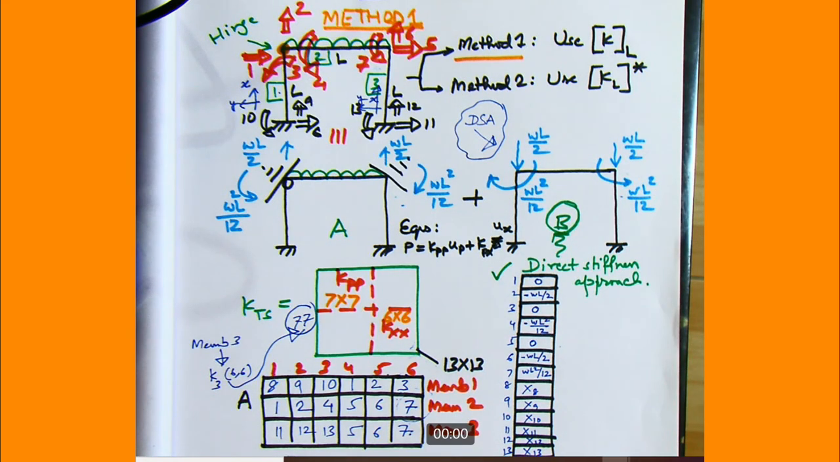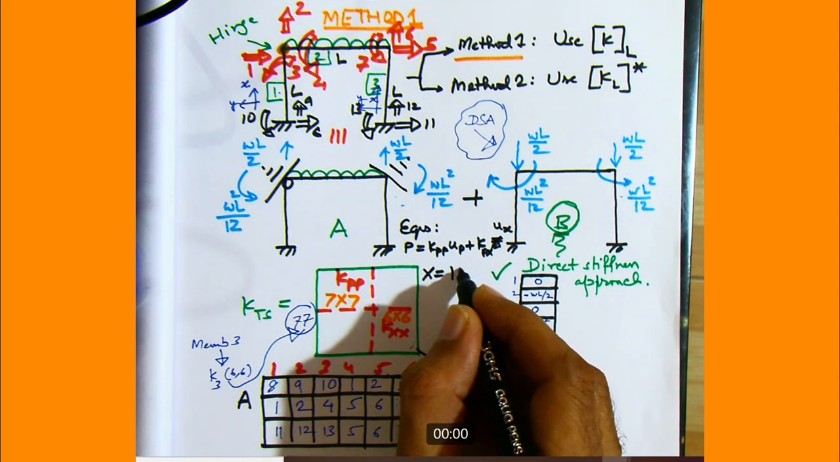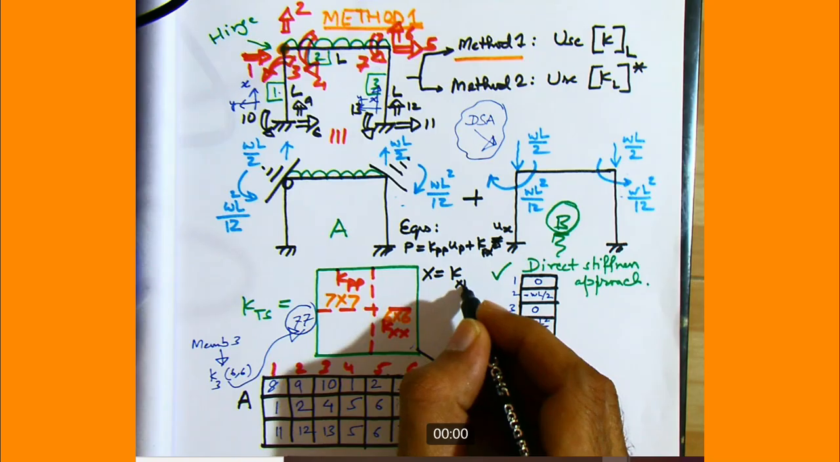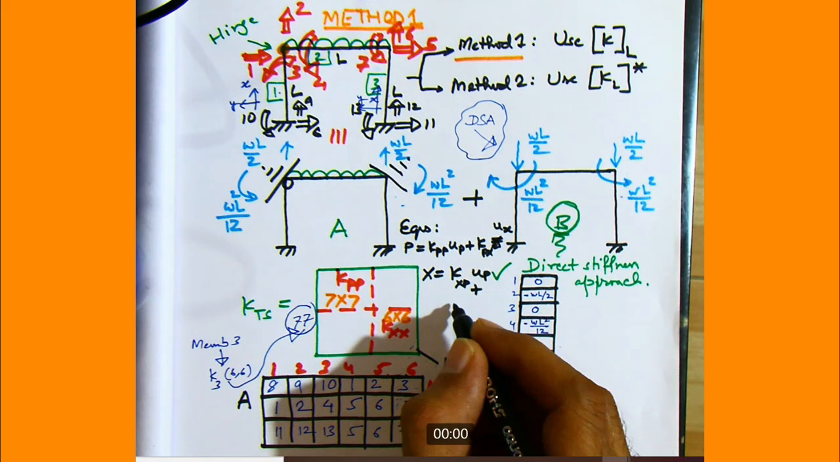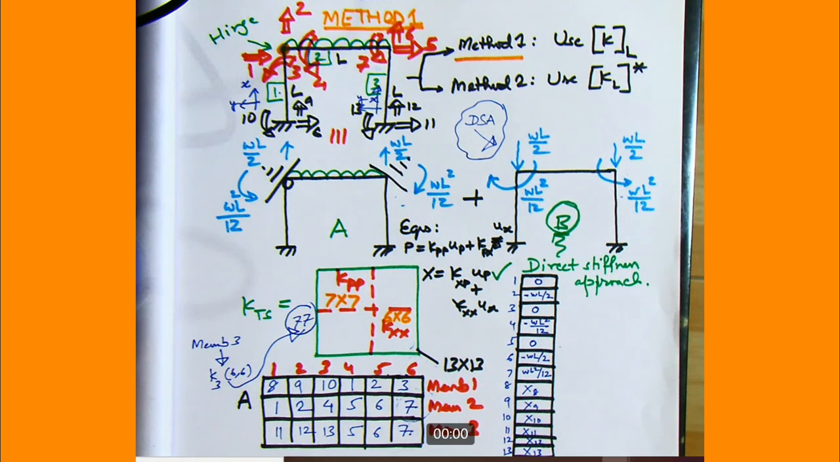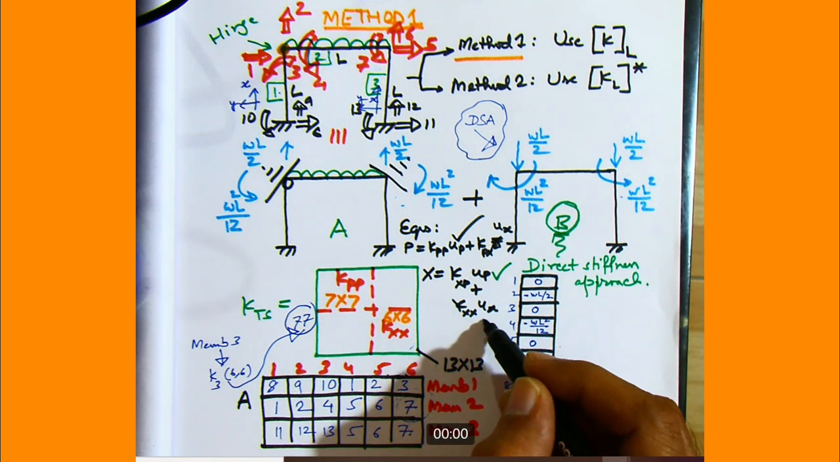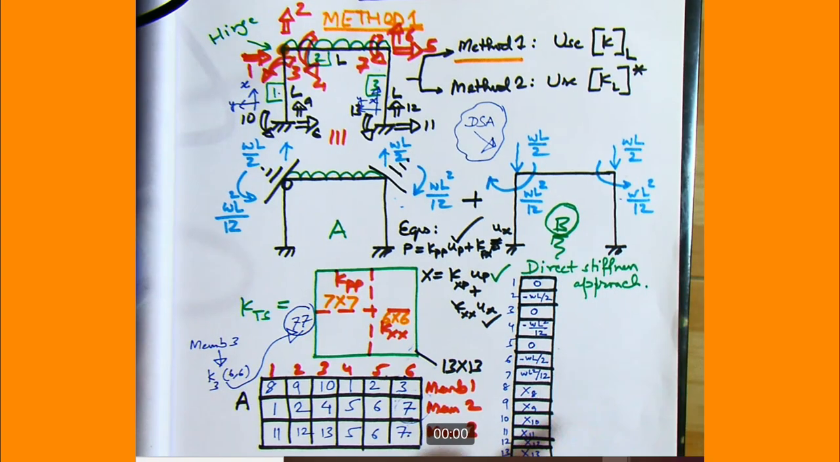So you can get UP, and then the next is reactions. Reactions are just K XP into UP. The other part is 0 plus KXX UX, this is 0. So we get reactions also. After we have got UP and the reactions, the next step is we have to find all the member forces. And how do we find the member forces?